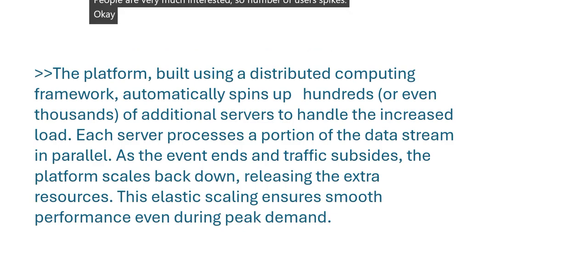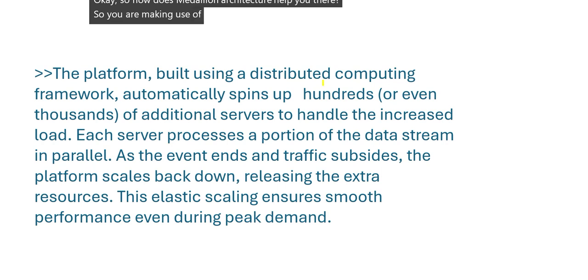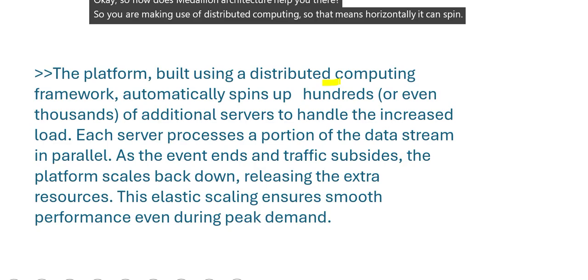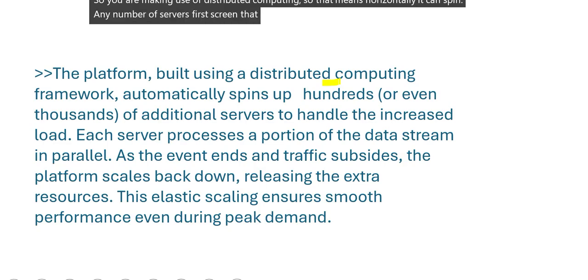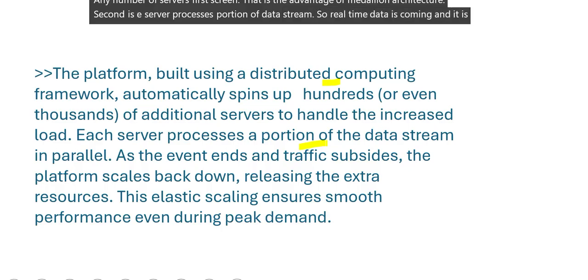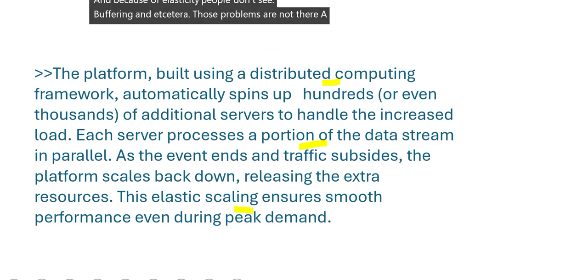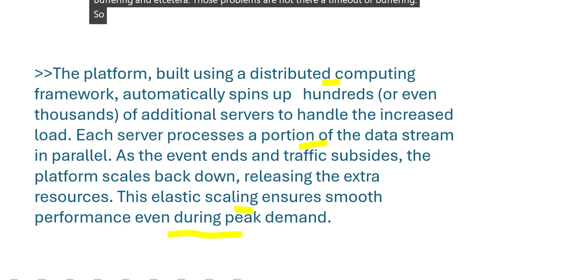Okay, so how does Medallion architecture help you there? So you are making use of distributed computing. That means horizontally it can spin any number of servers. First thing, that is the advantage of Medallion architecture. Second is each server processes a portion of the data stream. So real-time data is coming and it is getting relayed. And because of elastic scaling, people don't see buffering and so on. Those problems, timeout or buffering, are not there. So it can manage peak demands also.